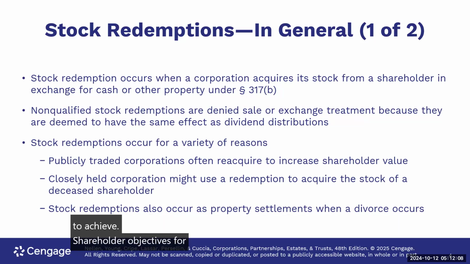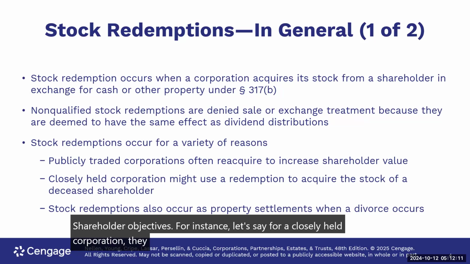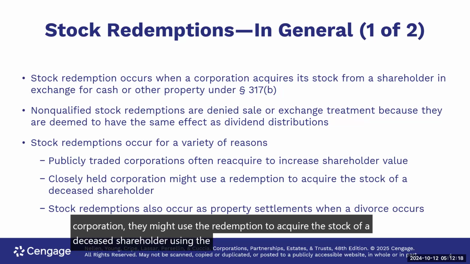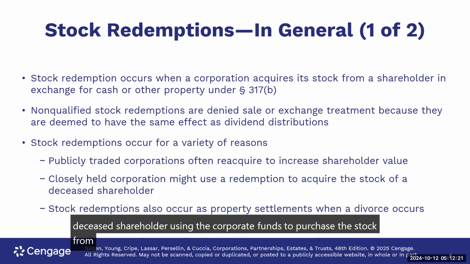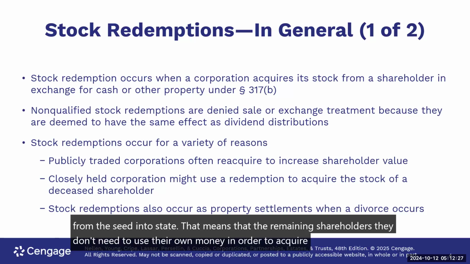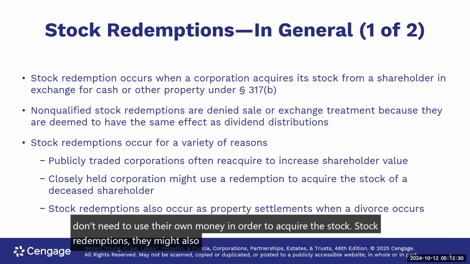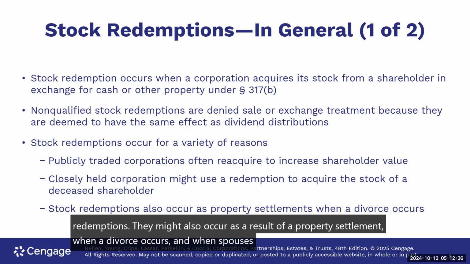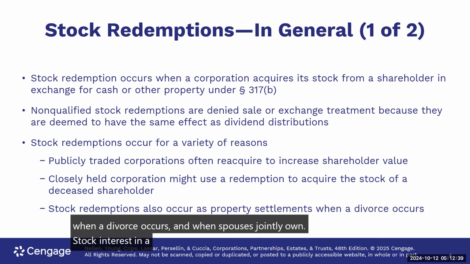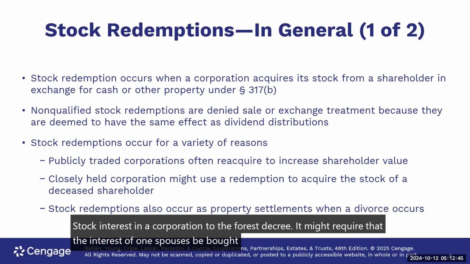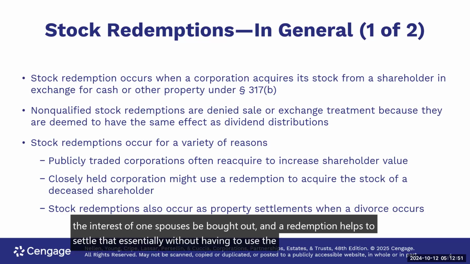For instance, a closely held corporation might use the redemption to acquire the stock of a deceased shareholder, using corporate funds to purchase the stock from the decedent's estate. That means the remaining shareholders don't need to use their own money to acquire the stock. Stock redemptions might also occur as a result of a property settlement when a divorce occurs and spouses jointly own a controlling stock interest in a corporation. The divorce decree might require that the interest of one spouse be bought out, and a redemption helps to settle that without having to use the other spouse's personal assets.